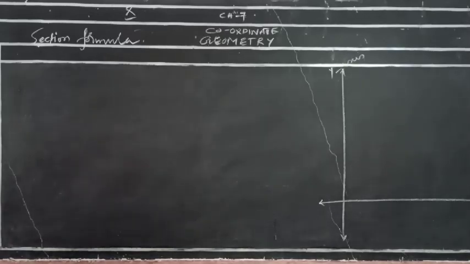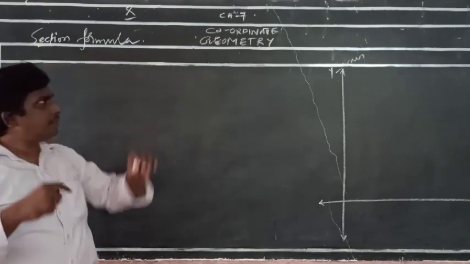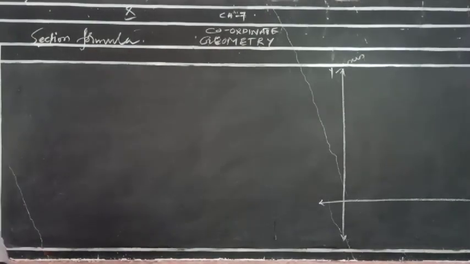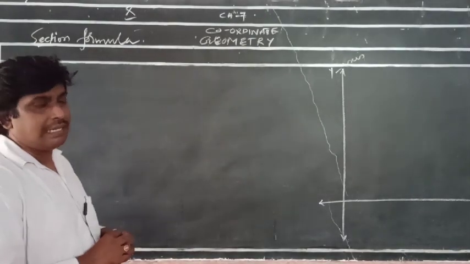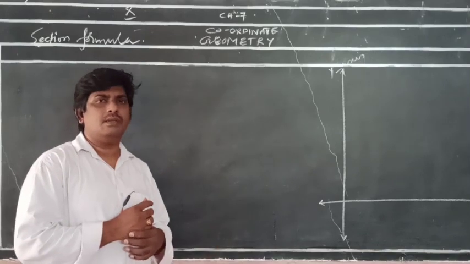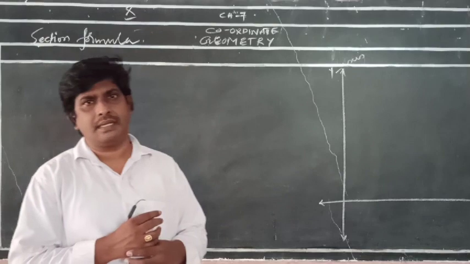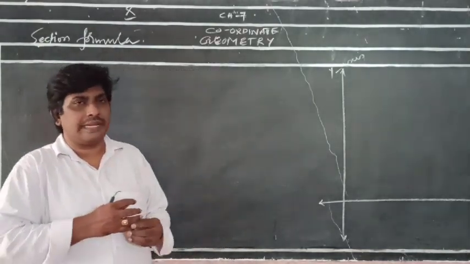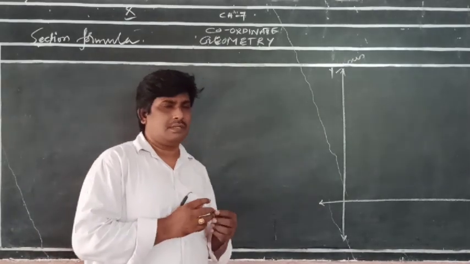In this class, let us learn about section formula from chapter 7. What is section formula? Before going to learn about section formula, let us recall similarity condition. Already you people learned that similarity condition in 7th class. Congruence property of triangles and similarity of triangles.